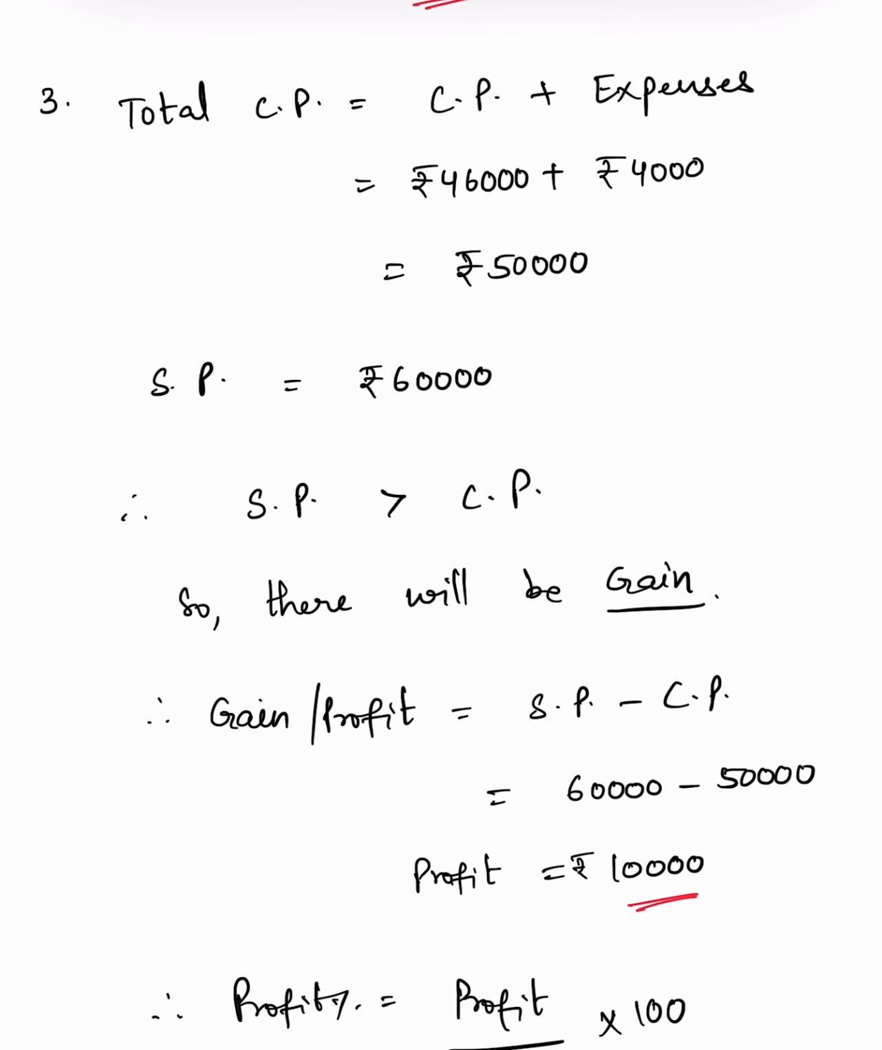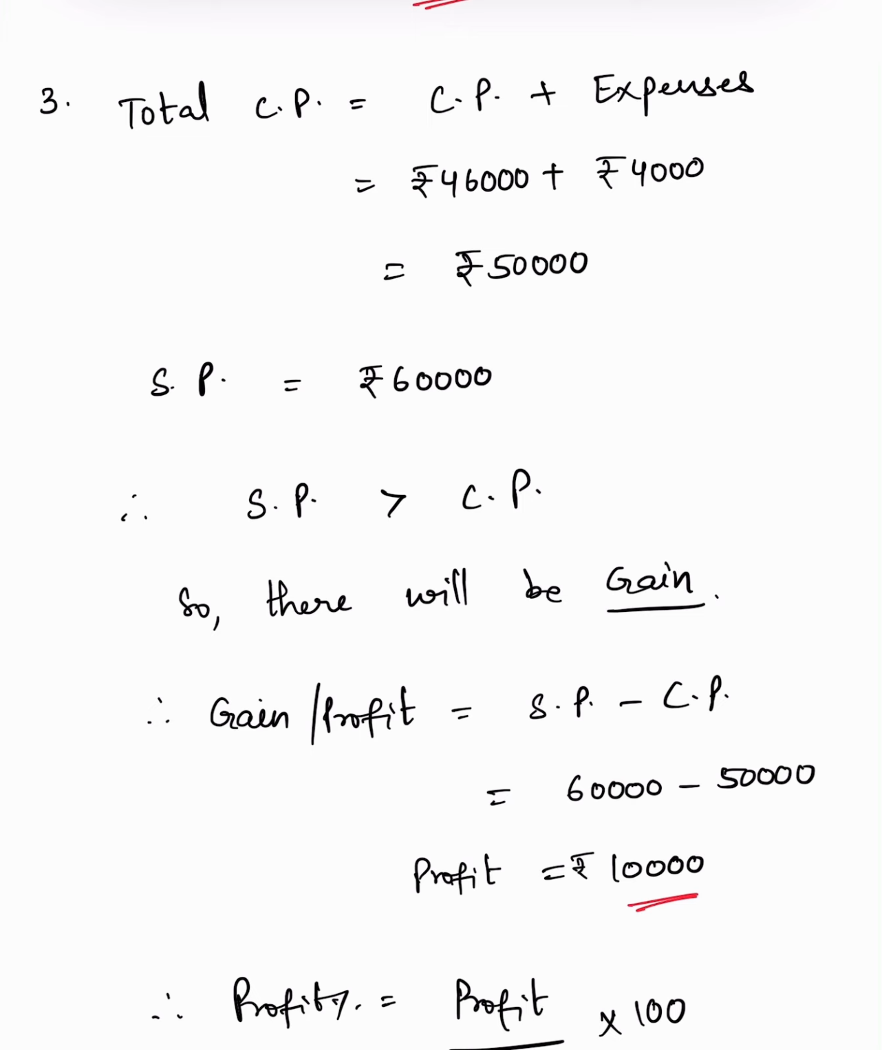Third problem. Total cost price is again cost price plus expenses. So 46,000 plus 4,000, which is equal to 50,000. So this is the cost price that we have to consider for the remaining calculations. So selling price is 60,000.